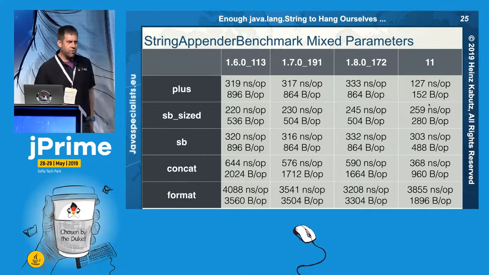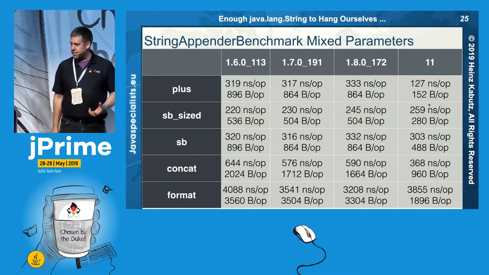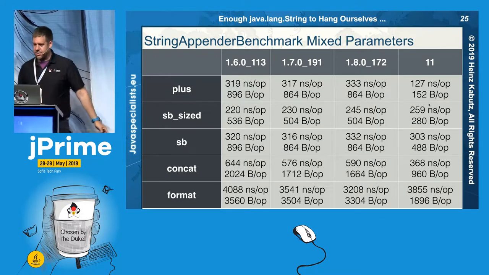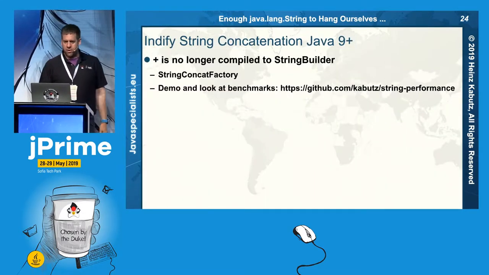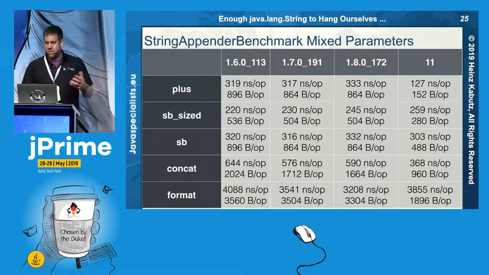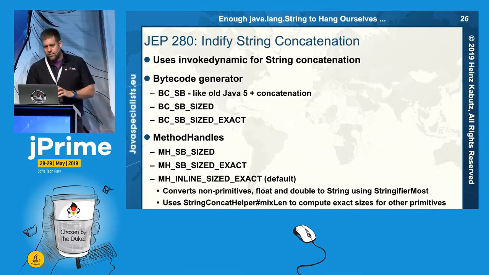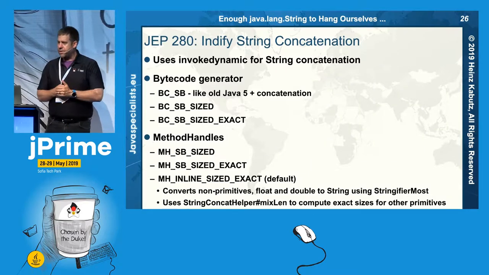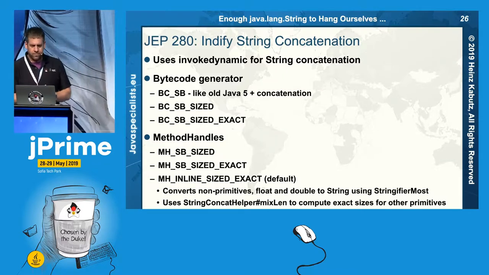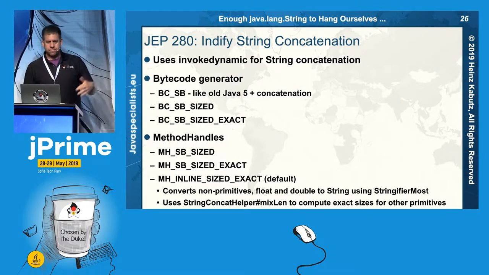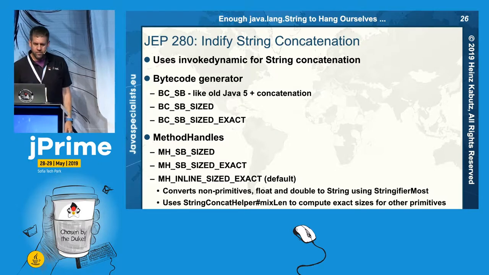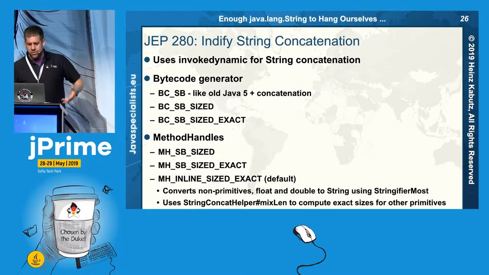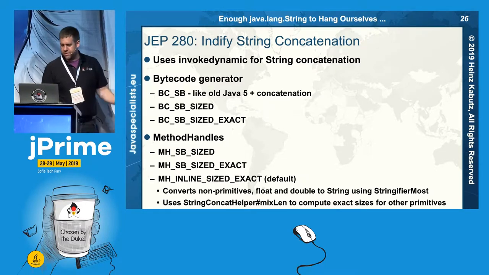And there are some preview versions of the JDK you can build to try it out, where you can actually see that it's as fast as normal plus. Now, the way that the plus works is with the string concat factory. And the string concat factory has different implementations that we can use. And they use invoke dynamic to call the correct concatenation. They've got these six algorithms. BCSB is, for example, just like the old Java 5 StringBuilder with concatenation. And the one that they use is MH inline sized exact. So it's method handles, invoke dynamic, sized exact.